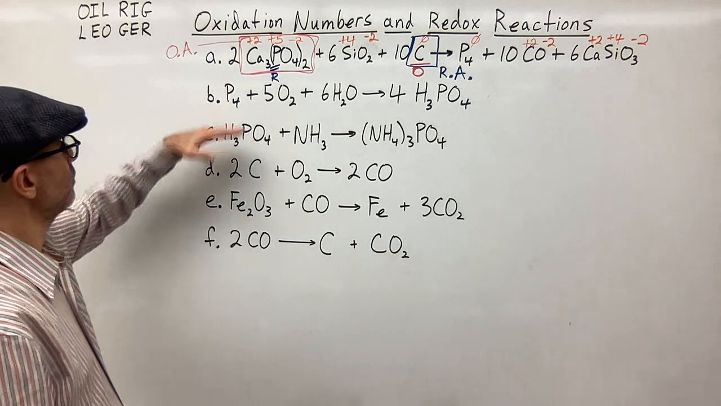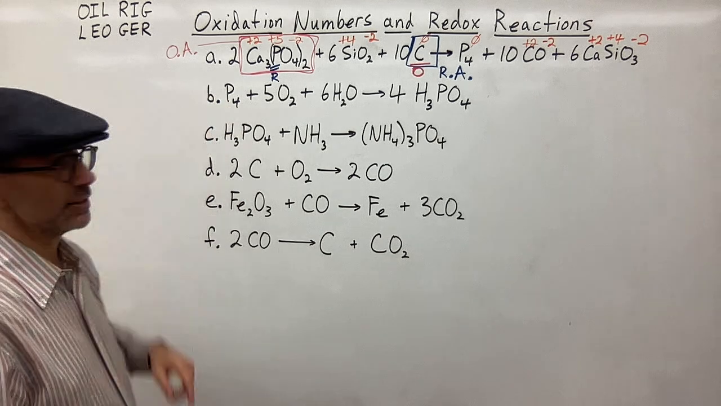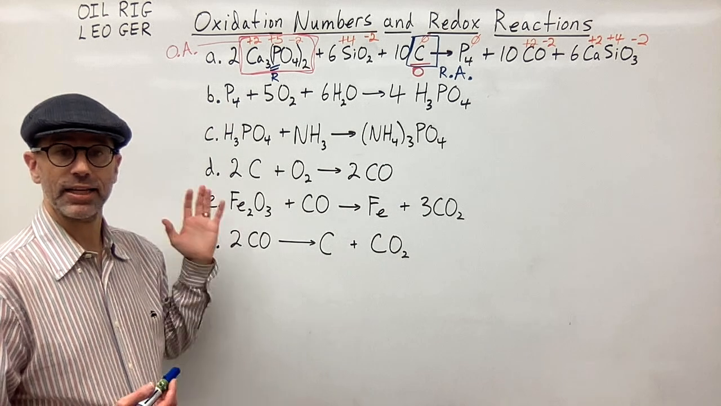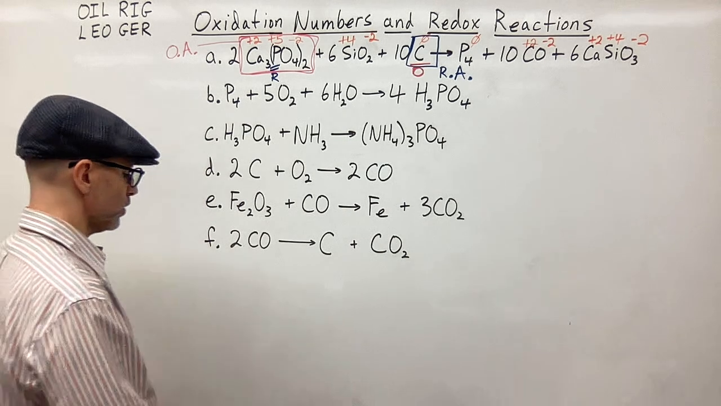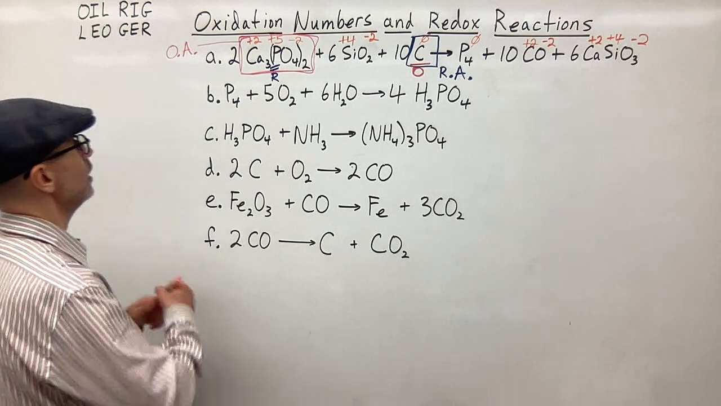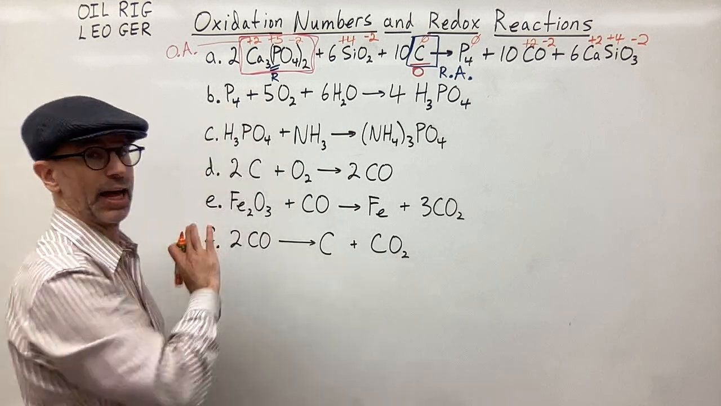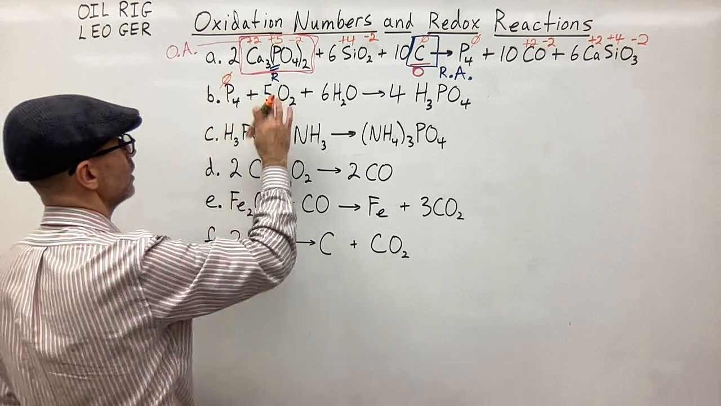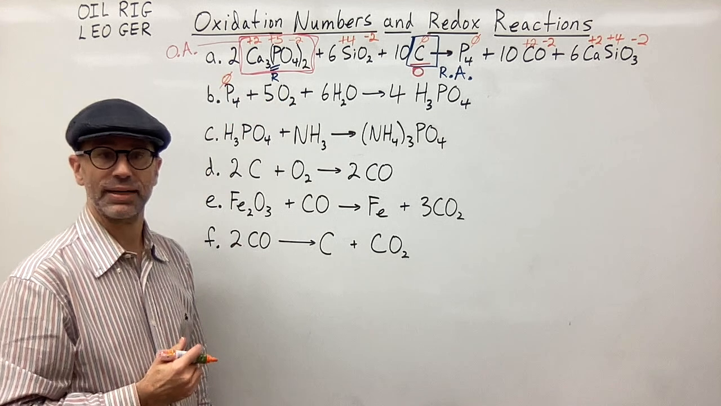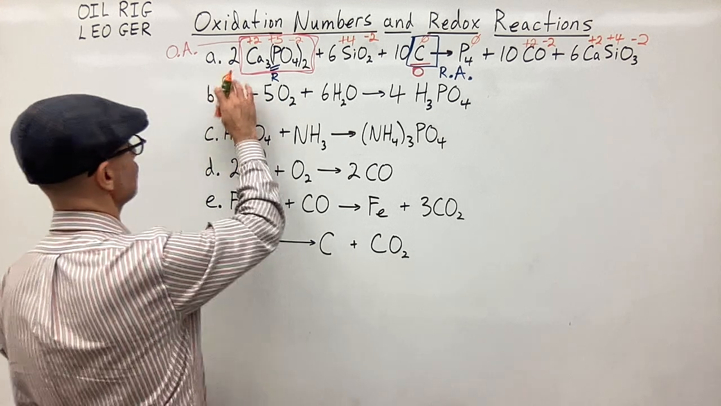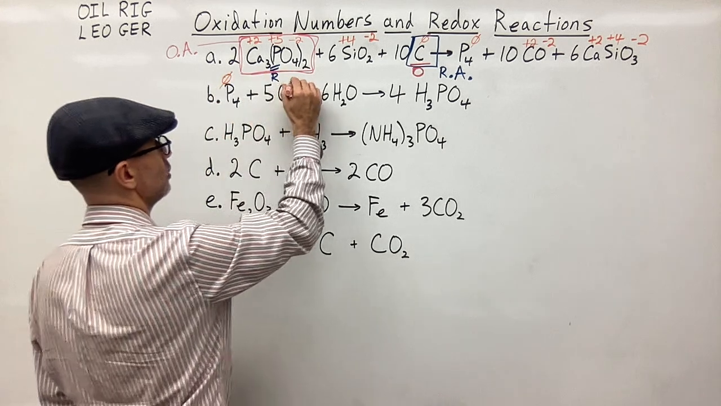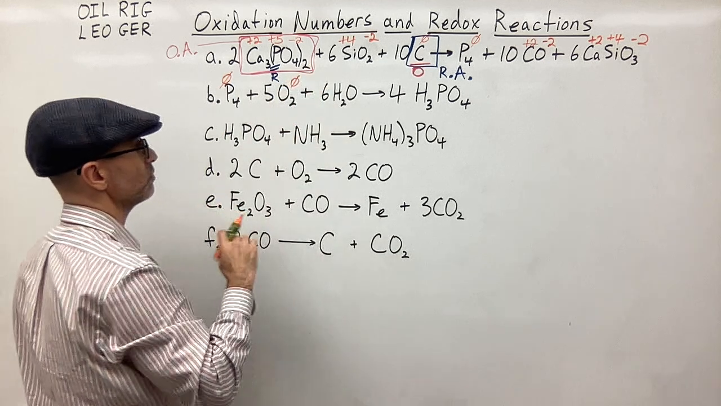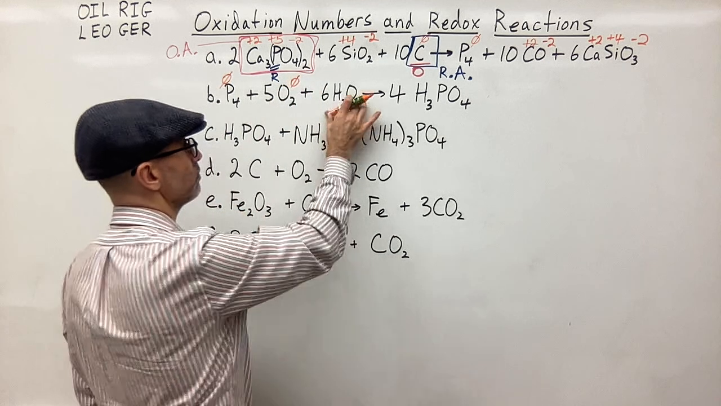So for B, I have phosphorus by itself. So I've got to identify the oxidation states first. Phosphorus is an element by itself, so it has a 0 oxidation state. Oxygen is an element by itself, so it has an oxidation state of 0. So oxidation state of 0, oxidation state of 0. And then here we have water.